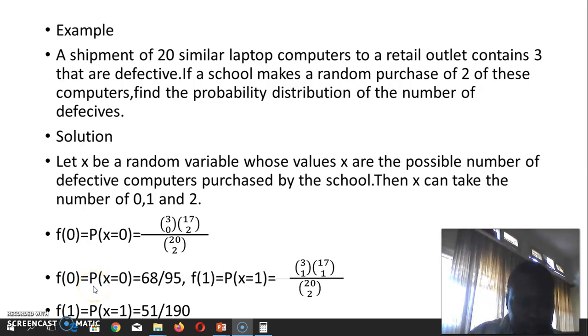For the probability of x equal to 0, when 0 is defective, it is given by 68/95. Similarly, when 1 is defective, the probability is given by 51/100 and 90, if you use this formula.